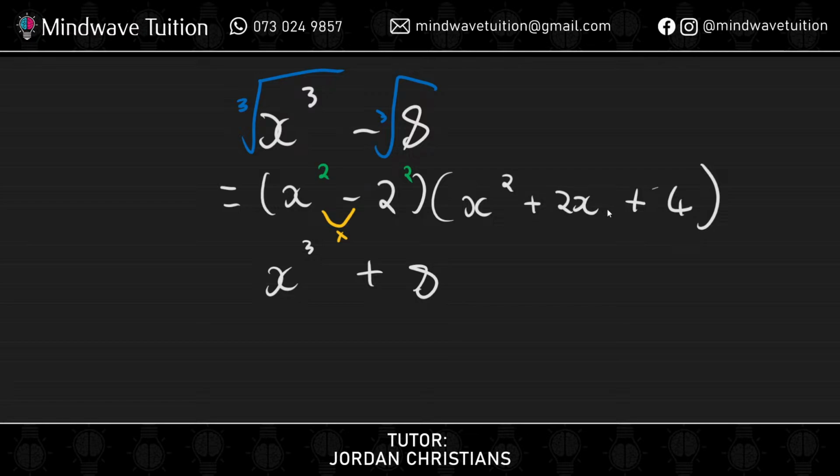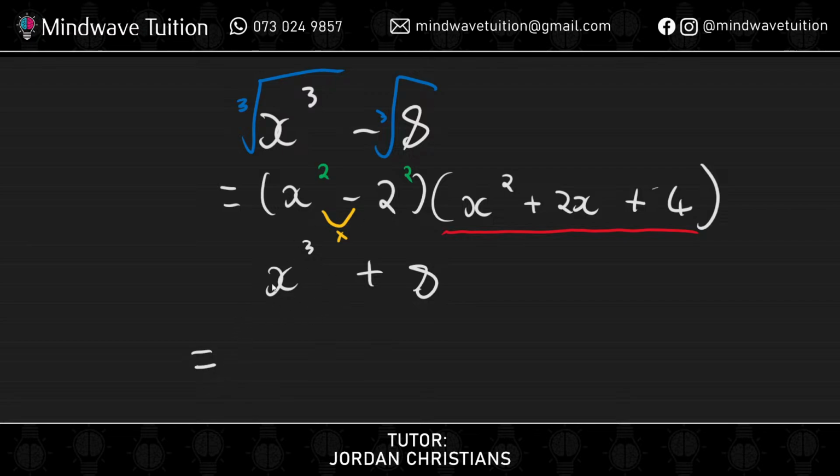An important thing to note about the second bracket though, this second bracket can never be factorized. It can't be factorized, and this is going to become extremely important when you do it in algebraic expressions and fractions. So keep that in mind. The second bracket of a sum and difference of cubes can never be factorized.